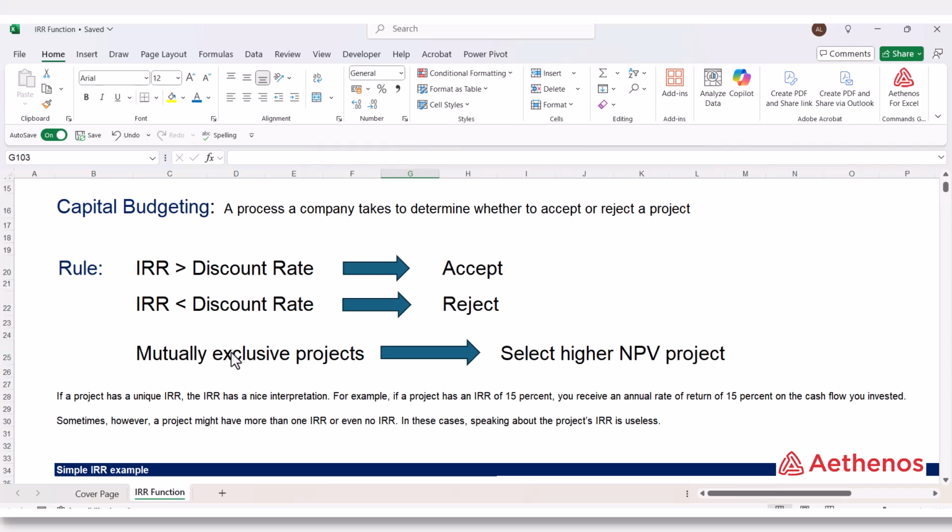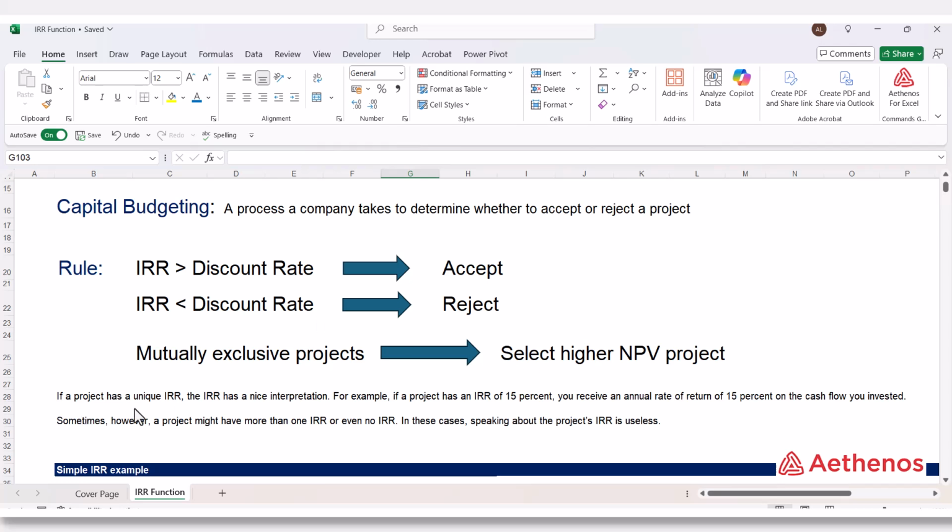Sometimes we might get two or more projects that have the same IRR, which is greater than our discount rate. So we have to accept both of these projects, but they are mutually exclusive. That means we can't take on both of them. In that case, we go for NPV and decide on the basis of NPV. We select the project that has the higher NPV because NPV is always superior to the IRR.